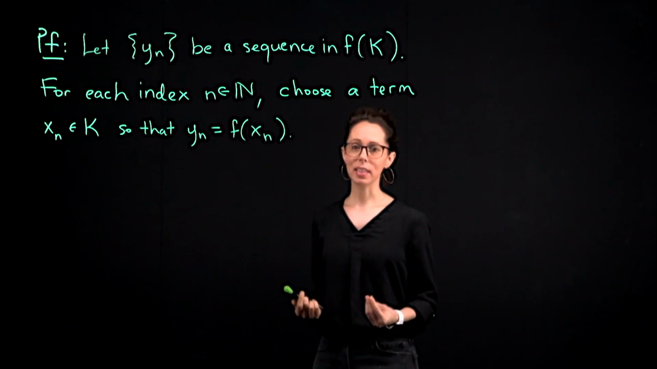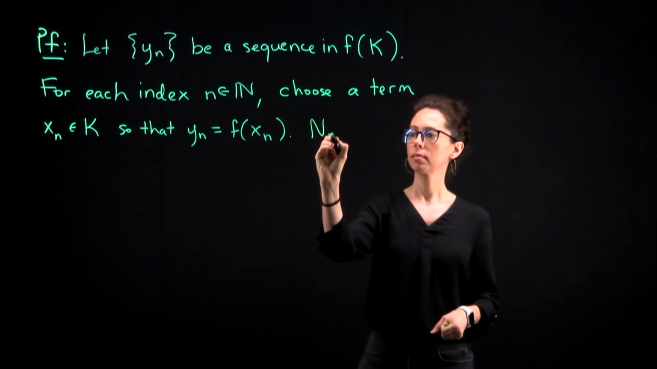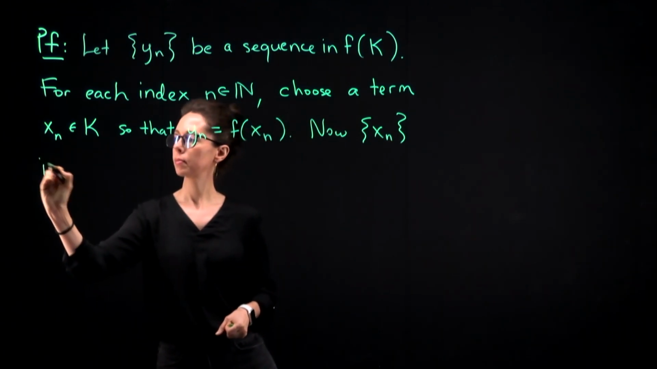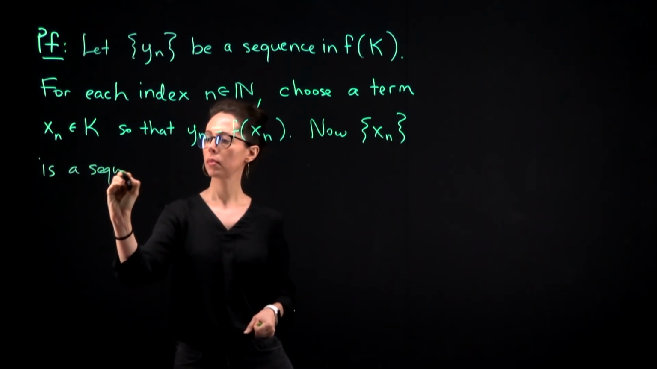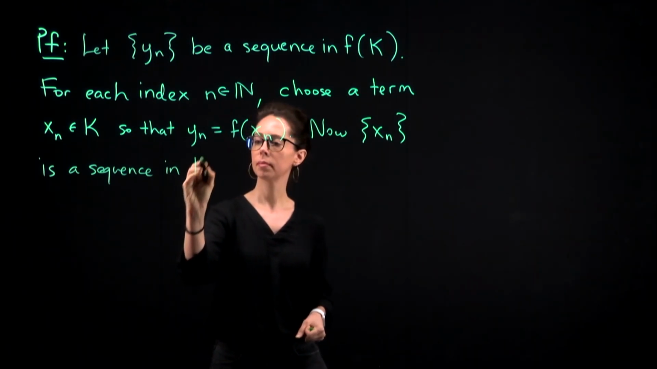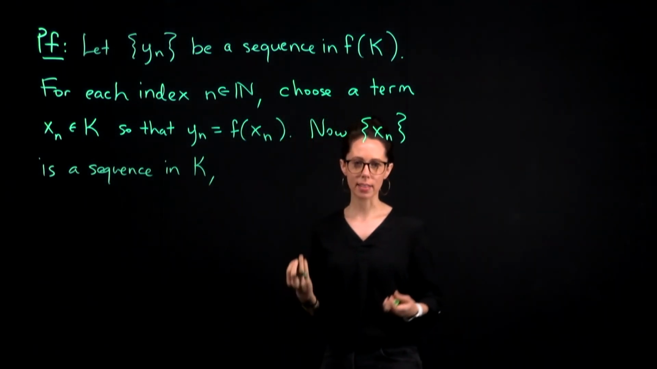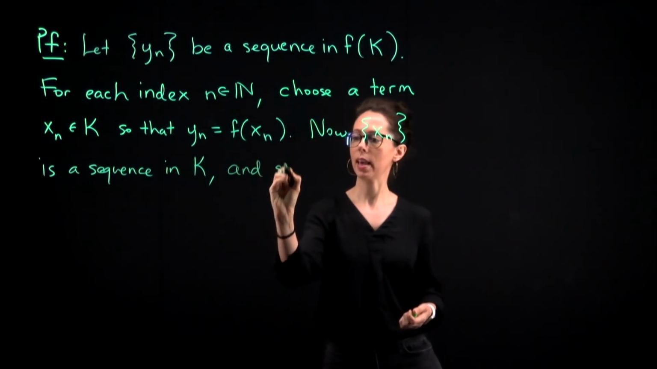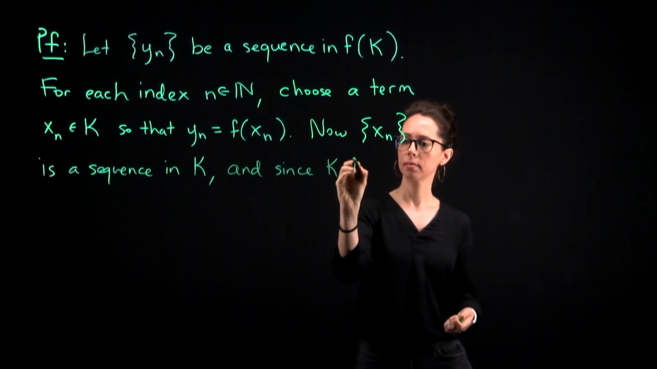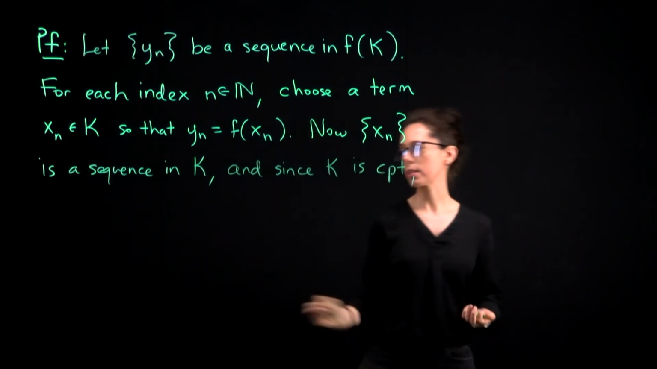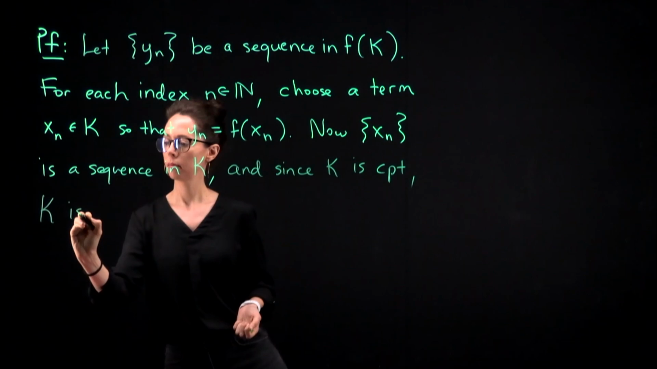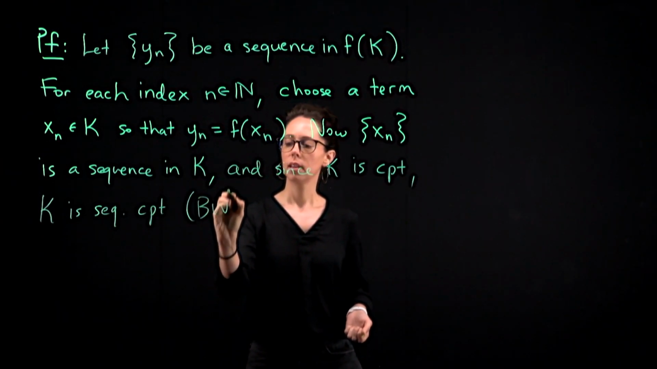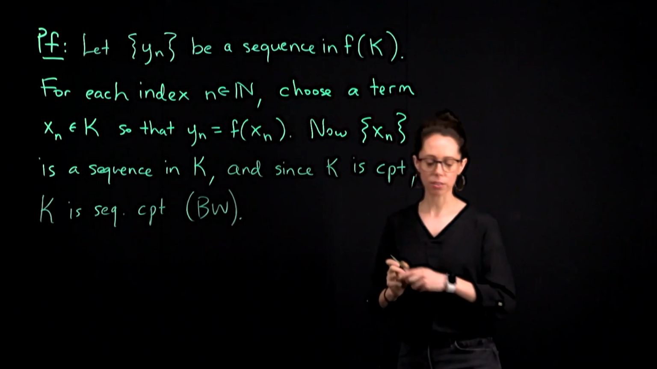Now x sub n is a sequence in K. And let me mention here that since K is compact, K is sequentially compact. And that is the famous result from Bolzano-Weierstrass.